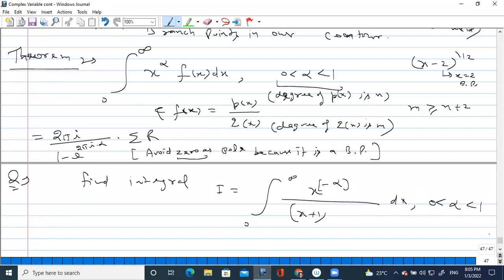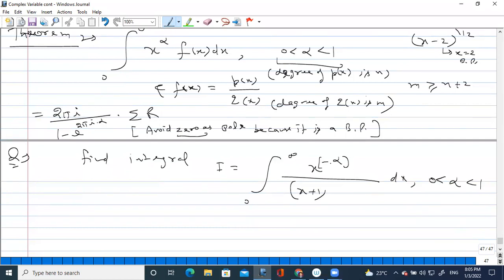Understood? So that is a big problem here. How to solve that? If I add power 1 here, then 1 minus alpha will be between 0 and 1. So what I can do here is multiply by x in the numerator and by x in the denominator. Then our condition will be satisfied, because in our condition the power of x should be between 0 and 1. Minus alpha is not between 0 and 1. Suppose alpha is 0.2. Then minus 0.2 is less than 0. So I have to make this whole thing between 0 and 1.